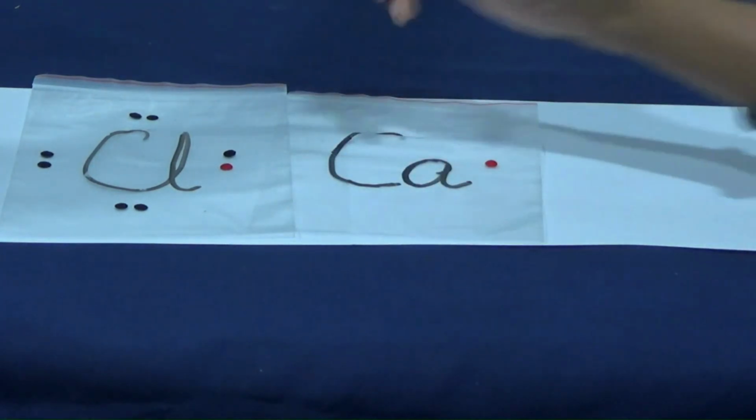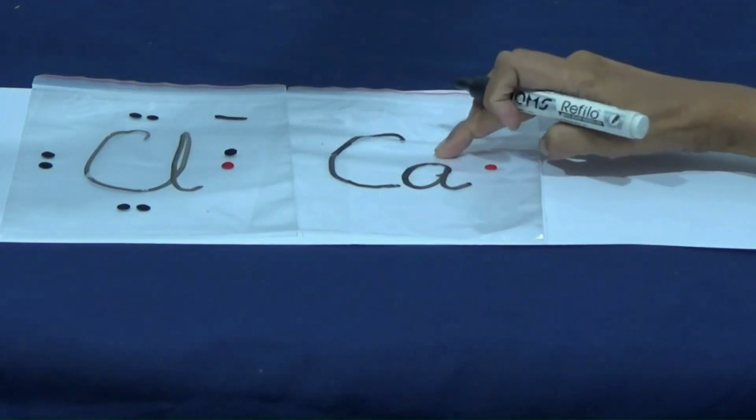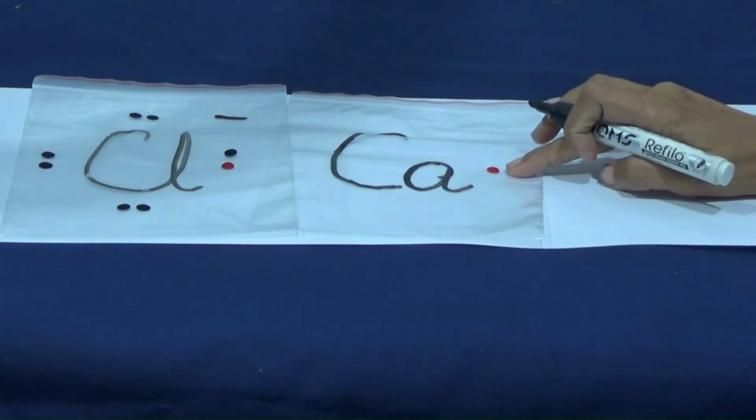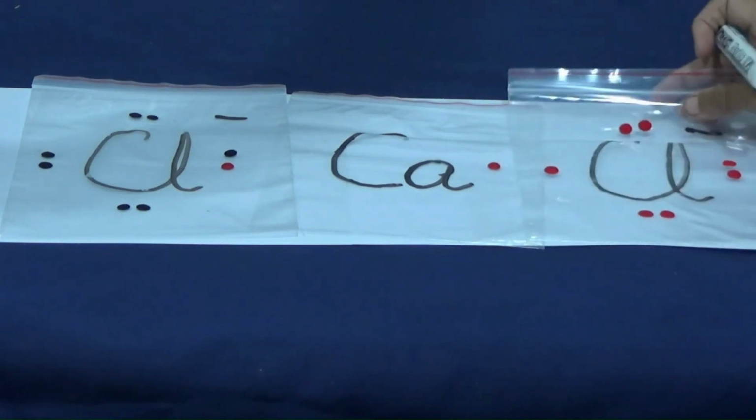Calcium wants to give one more, but chlorine becomes a negative ion with a single negative charge. So calcium has to give one more. So calcium will combine with another chlorine. So calcium's valency is 2 if it can give 2.